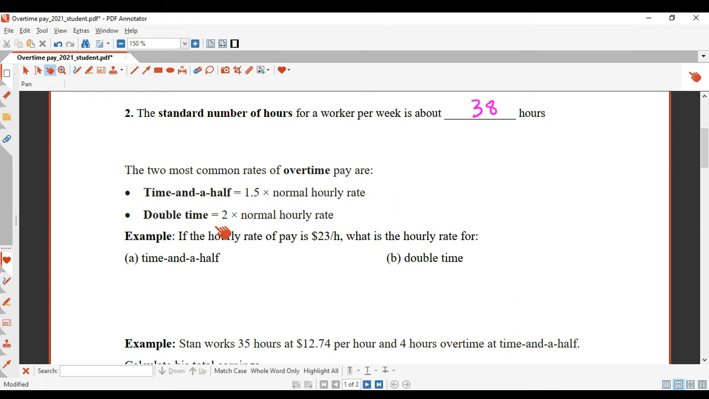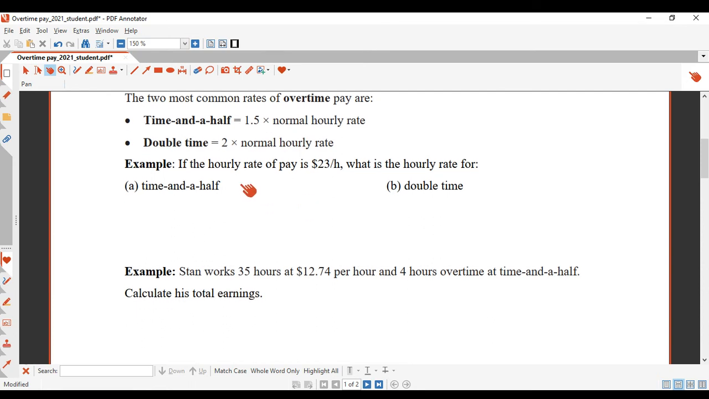Let's just say your overtime was paid at an even higher hourly rate, which is double time. And let's just say your normal hourly rate is $10 per hour. 2 lots of 10 is 20. So at double time, you'd be earning $20 for those extra hours of overtime.